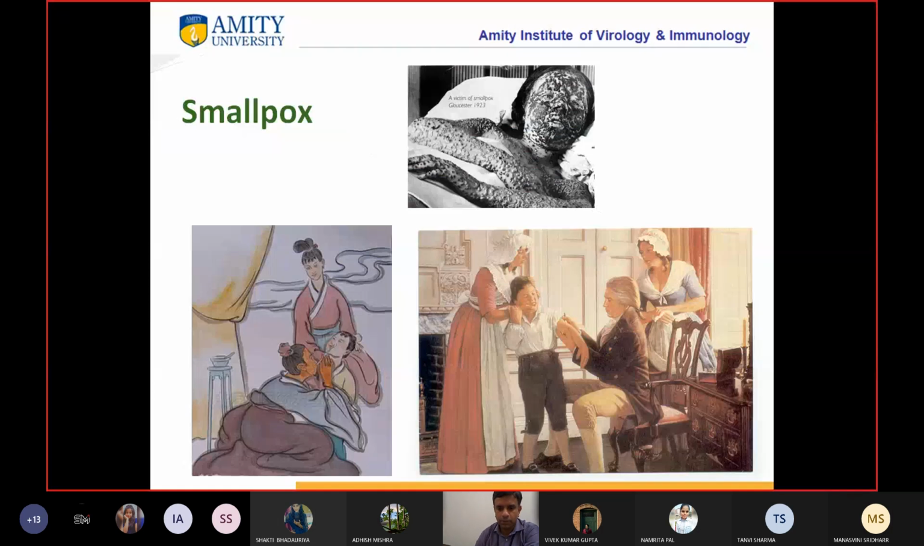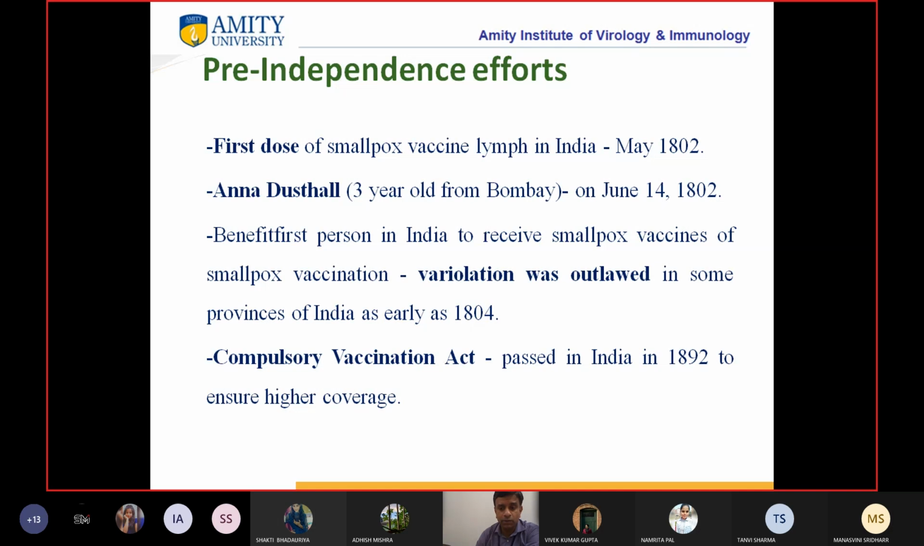Okay, so we have talked about this, and then in 1802, the first dose of smallpox vaccine lymph arrived in India. Student, this is another very important thing. I have written vaccine lymph, right? At that time, they did not have the proper, purified vaccine. What they were doing was getting the lymph fluid of the cows and using that as the vaccine. It was only later on that the proper vaccine that we see today was developed. This vaccination was more effective, and therefore variolation was outlawed, because there were a lot of issues with the variolation process.